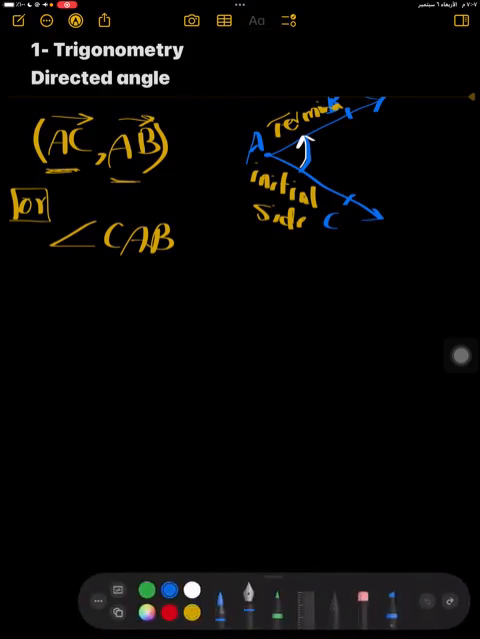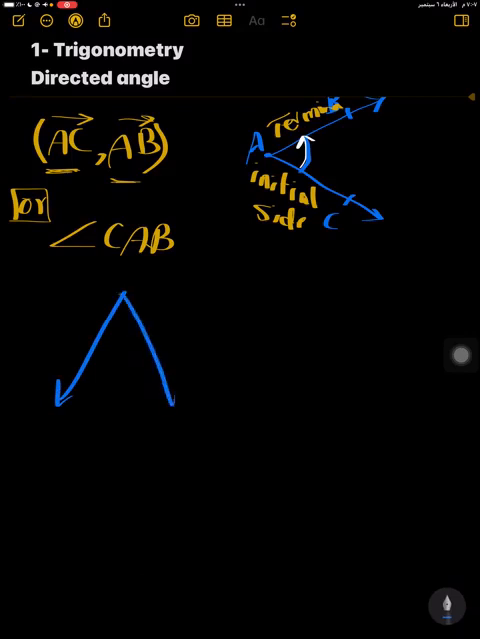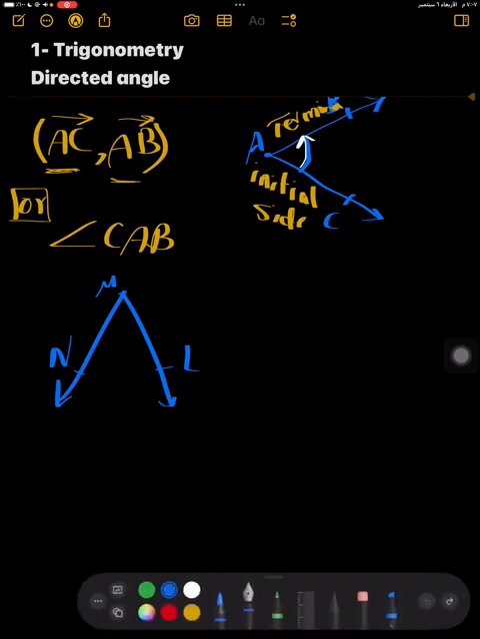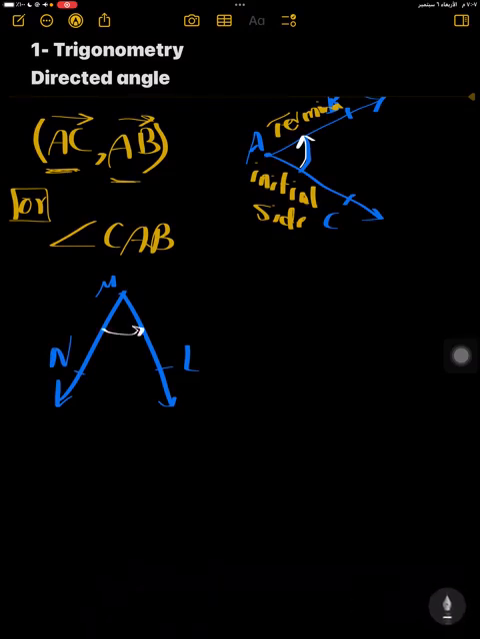Another example to name the directed angle. Here we have directed angle. We can know the initial side from this arrow. This arrow is coming from MN and going to ML. So when we name the directed angle by this way, ordered pair, we put at first the name of the initial side. The name of initial side is MN. So we write here MN at first. And after that we write the name of terminal side. The terminal side is ML.